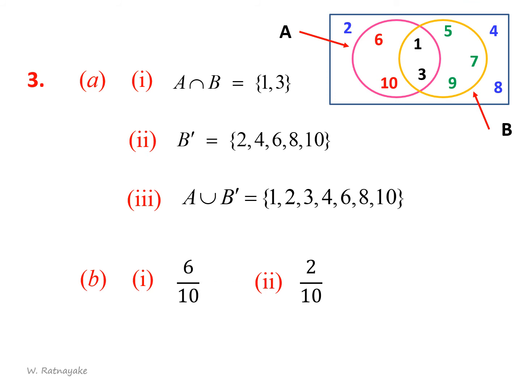Those are the answers. So these parts are also very easy to answer. We have to understand the question properly, and you have to remember the principles of finding intersection, union, complement and probabilities. Then very easily you can get the correct answers.